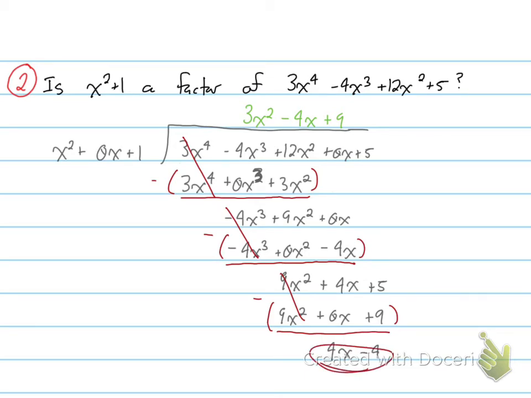But the key here is that I just have a remainder at all. So the fact that I have a remainder means that x squared plus 1 is not a factor of that polynomial.